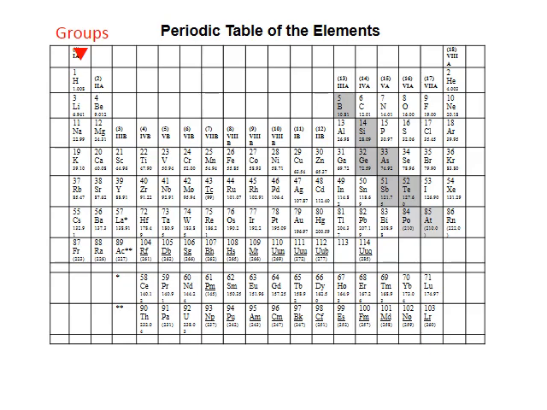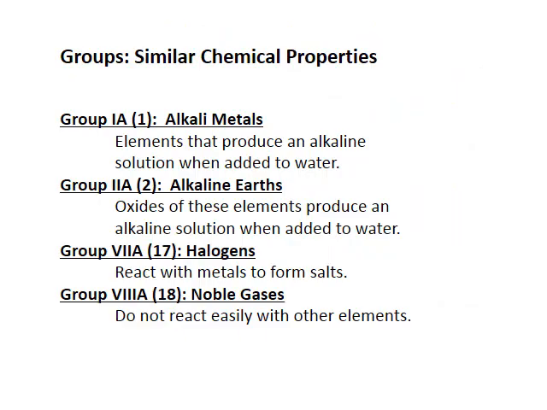Some of these groups actually have names. So these groups occur because these are elements that have similar chemical properties. Early chemists like Mendeleev noticed that certain elements had similar chemical properties, and as he was compiling his table, he started to put these beneath one another.